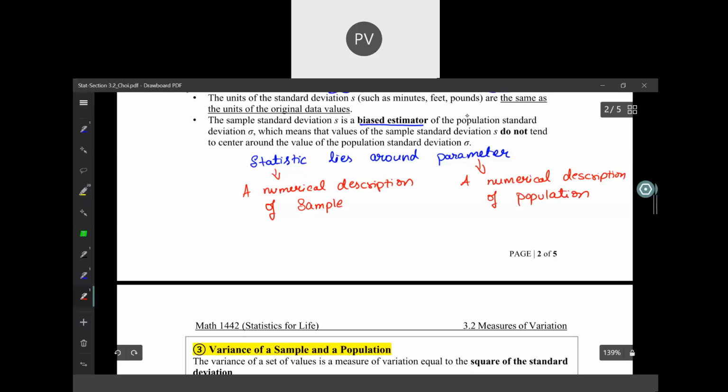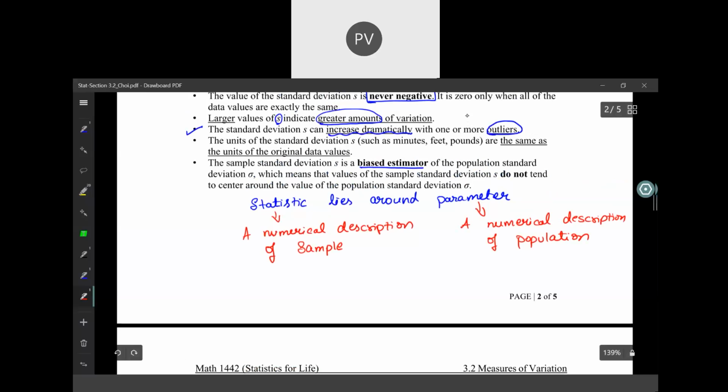A statistic is nothing but a numerical value of a sample, and a parameter is nothing but a numerical value of a population. So if the numerical value of a sample is closer to the numerical value of a population, then we call it an estimate. A biased estimator means one which will not have a value near the population.